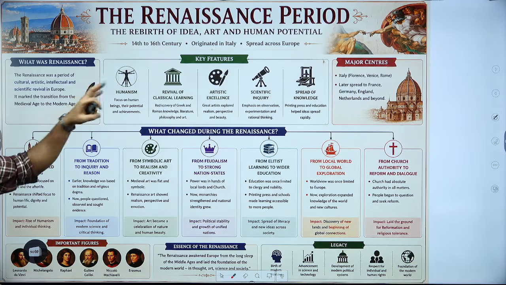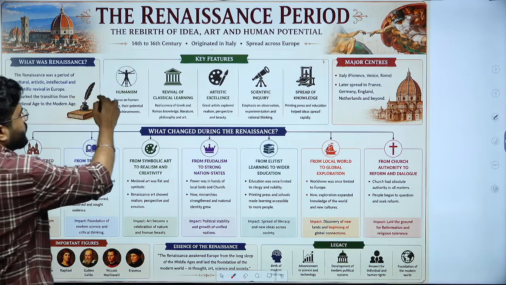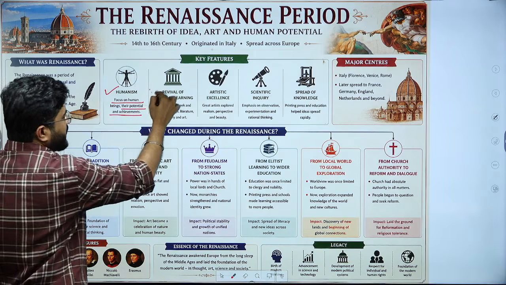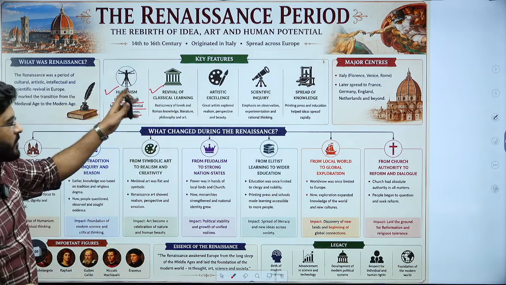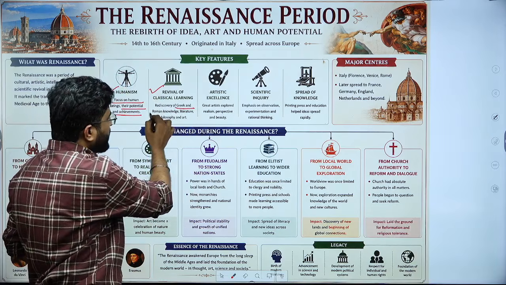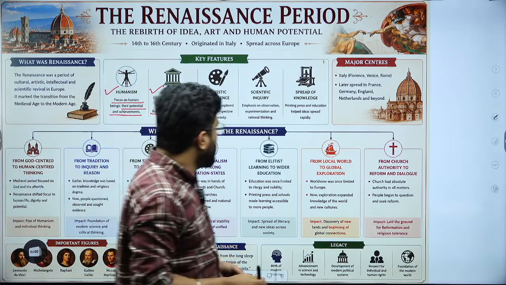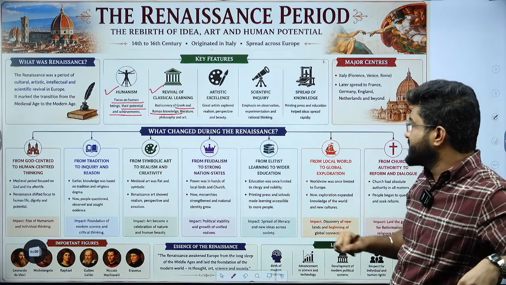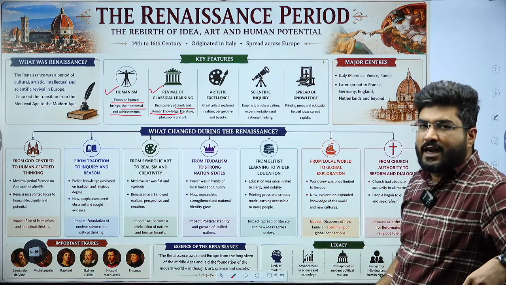Okay. What were the key features? There was a focus on humanism, human beings, their potential and achievements, and revival or rediscovery of classical learning like Greek and Roman knowledge, literature, philosophy and art. Then there was a focus on art, which we have talked about in the painting of the Mona Lisa. Then there was a focus on scientific inquiry.